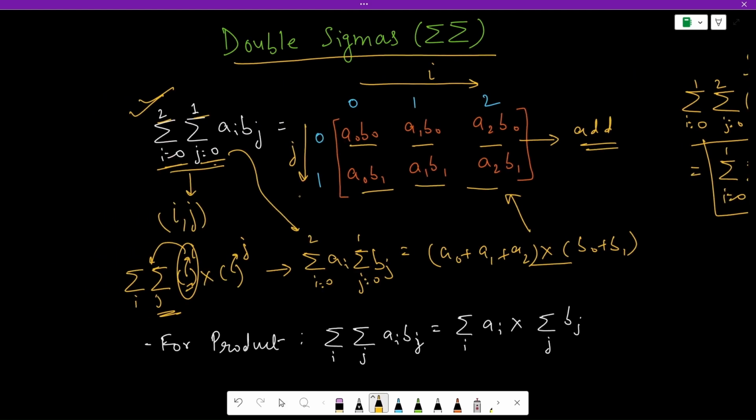So what we did here was that both the sigmas were independent of each other. For example, i and j here have no dependency on each other. So this is known as disjoint sigma. Right. Now let's see what are connected or joint sigmas, where we will have some condition on i and j. For example, i should be less than j or something like that. So let's see that now.